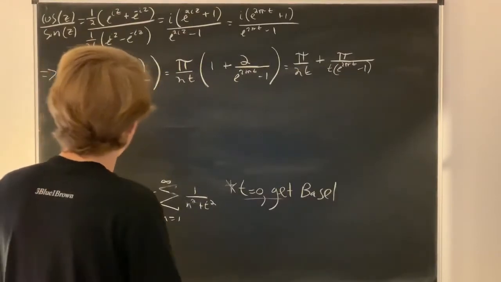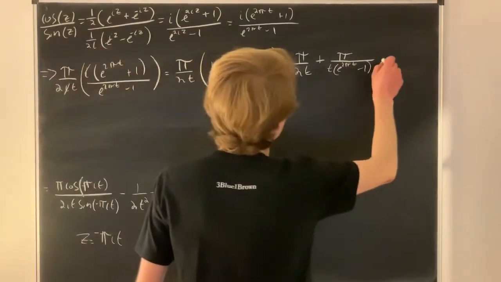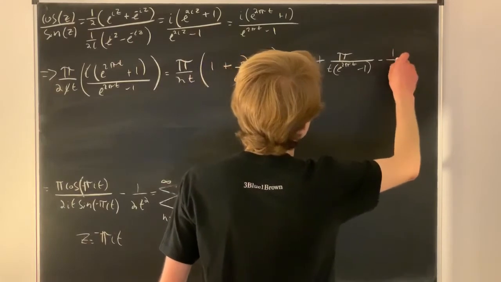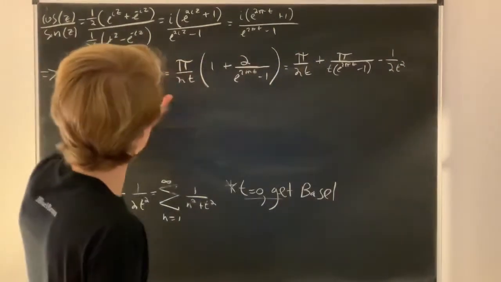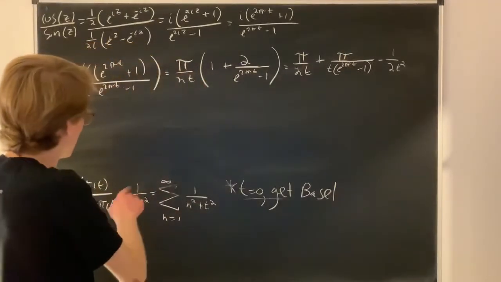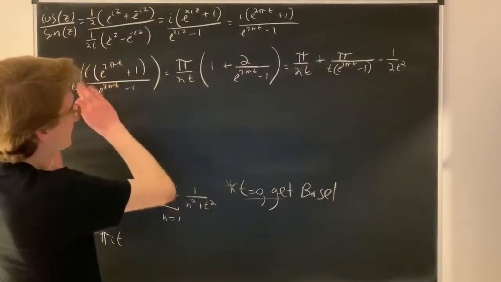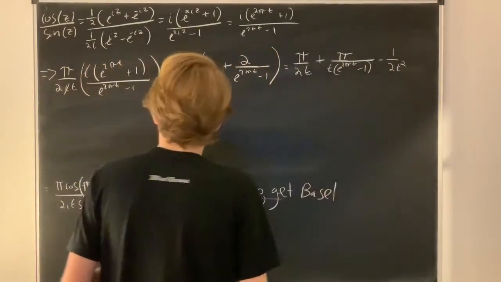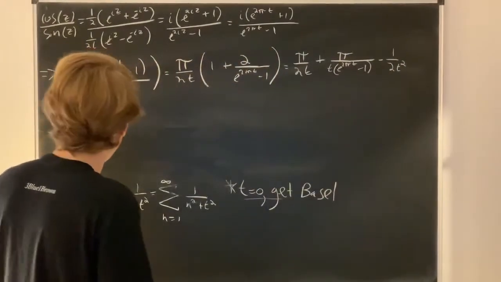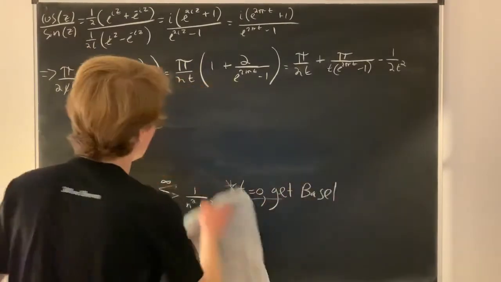And then now we can go ahead and add back in that minus 1 over 2t squared. So we're just simplifying this. Technically I should have been writing this minus 1 over 2t squared, but just for clutter's sake, we are now adding it back in.